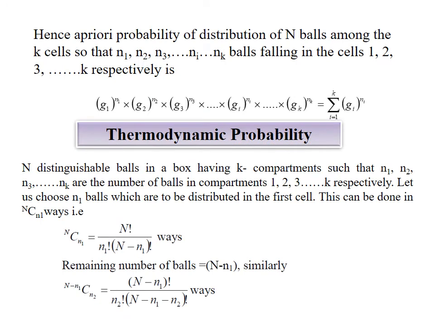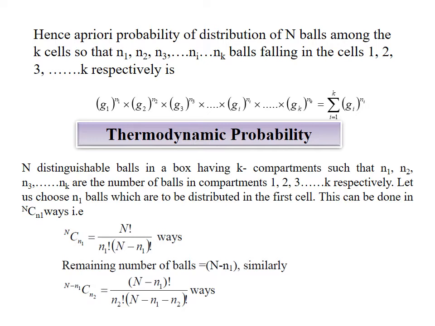Hence, the a priori probability of distribution of n balls among the k cells, so that n1, n2, n3 up to nk balls fall in the corresponding cells, can be written as g1 to the power of n1, g2 to the power of n2, g3 to the power of n3 and so on up to gk to the power of nk. The value of i runs from 1 to k. If we take a summation for all, it is summation i runs from 1 to k of gi to the power of ni.